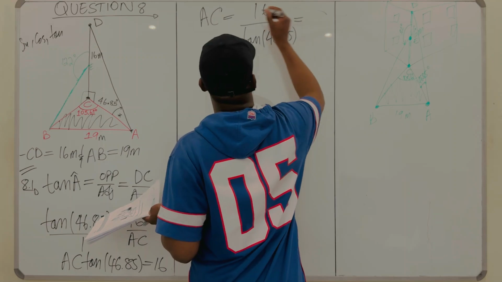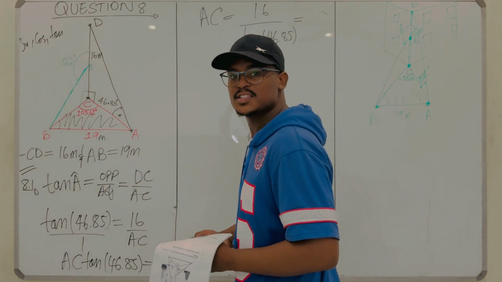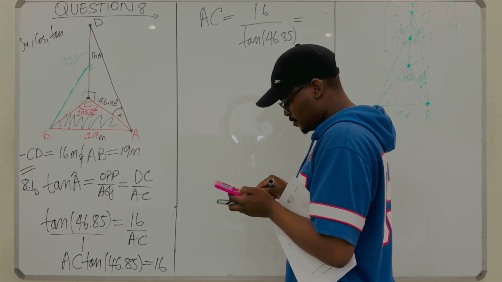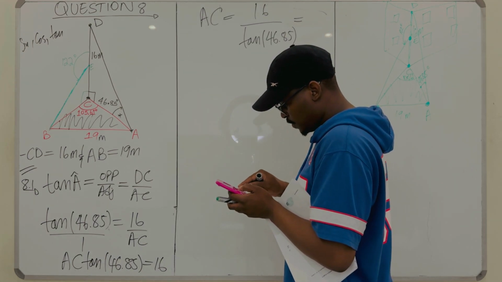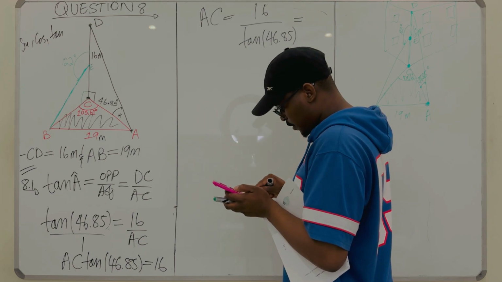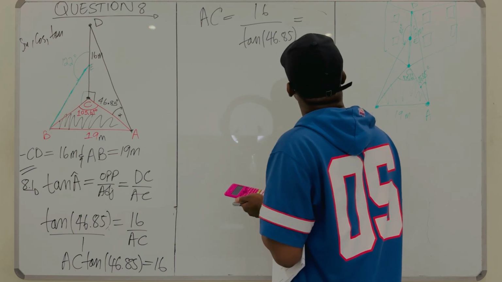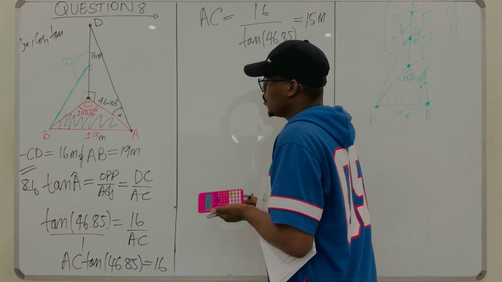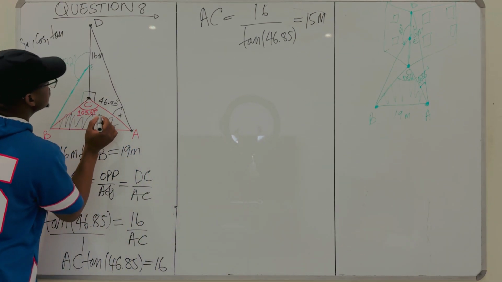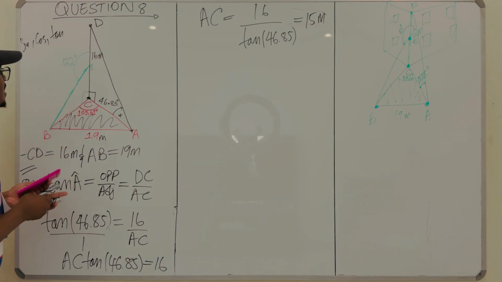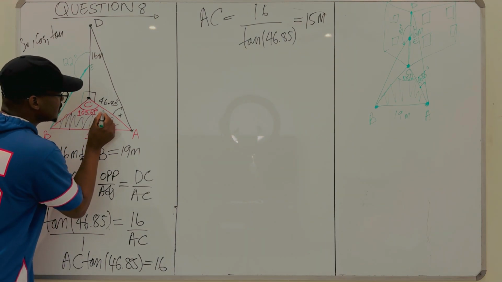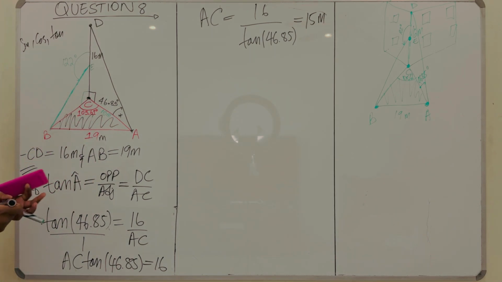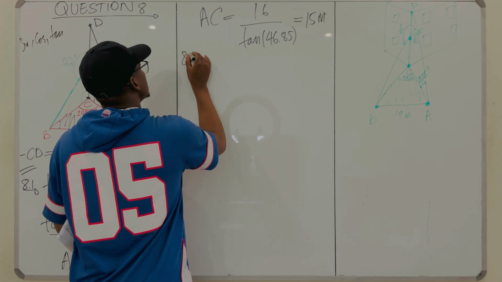So the value of AC will be the answer to this. So let's go and find that answer. 16 over the tangent of 46.85. So you get that your AC is equal to 15 meters. I'm going to use the green ink so that we see that we calculated this. So this is 15 meters over here. That is our AC. Fine. We're done with 8.1. Now let's go to 8.2.